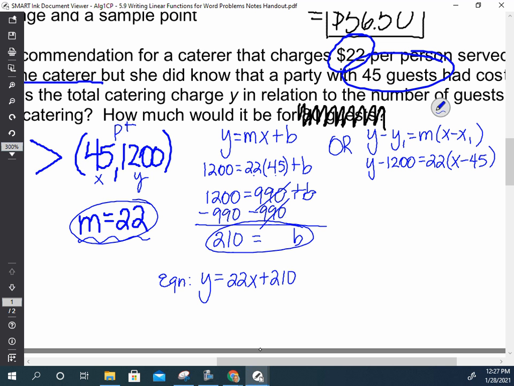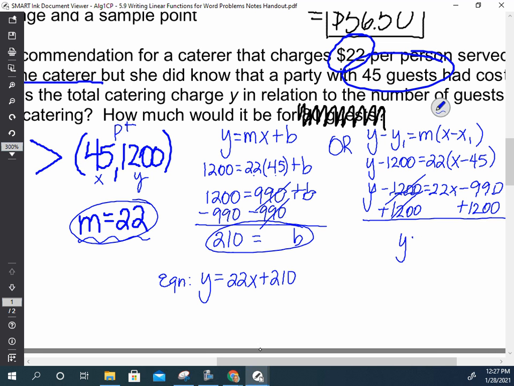If you did it using the other formula, y minus 1200 equals 22x minus 22 times 45 is 990. Add 1200 to both sides. You have y equals 22x plus 210. You get the exact same equation.